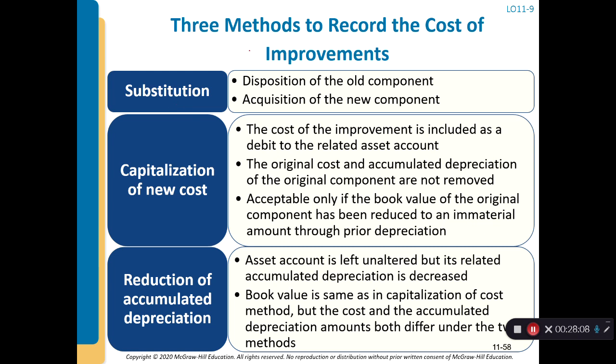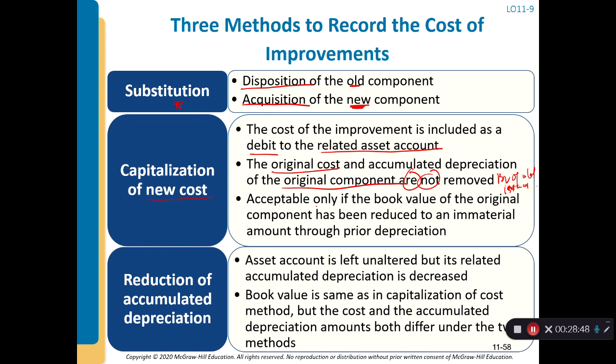The substitution method: how do we do the accounting treatment? First of all, if it's a substitution, that means we want to get rid of the old machine and record a new machine as a new component. Second, if you want to capitalize the new cost, the cost of improvement is included as a debit to the related asset account, such as debit refrigerator-new, and the original cost and accumulated depreciation of the original component are not removed. So you keep the book value of the old asset intact.